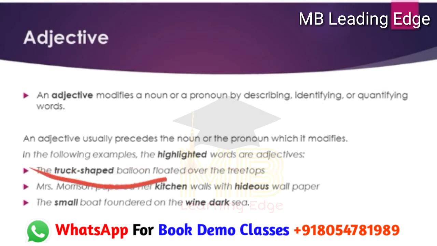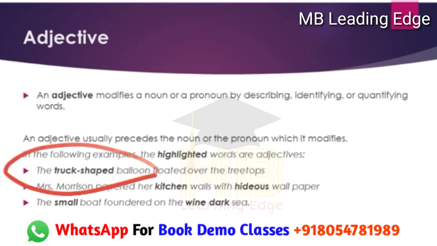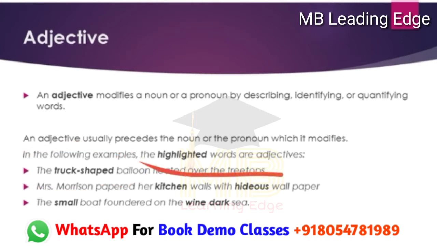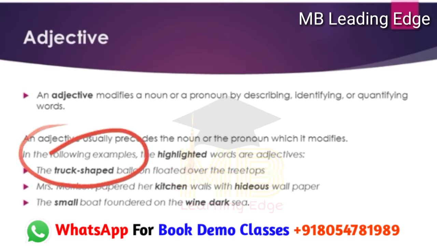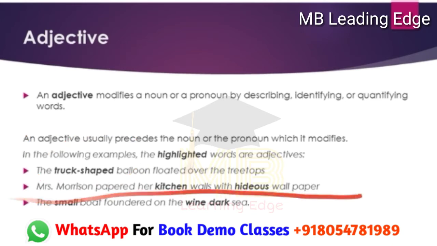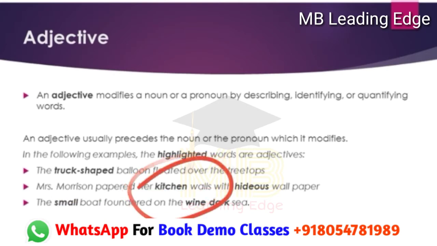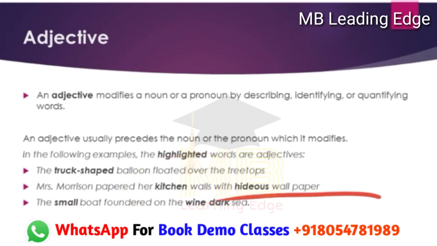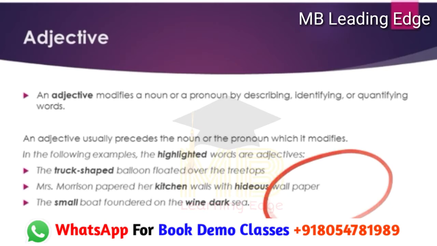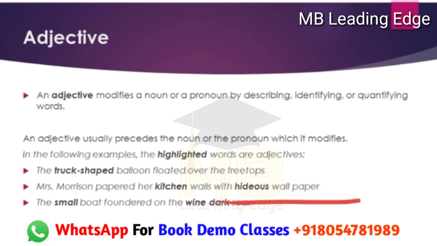For example, the truck shaped balloon. So we know it's a balloon, but we want to know how it is. To describe that quality, how it is modifying the noun, it is telling you that it is truck shaped. So that is a truck shaped balloon. Similarly, Mrs. Morrison papered her kitchen walls. Now there are walls all around the house, but she papered her kitchen walls with hideous wallpaper. Now again, wallpaper, but how is the wallpaper? The wallpaper is hideous. So again it's an adjective.